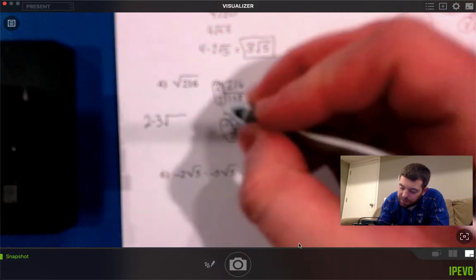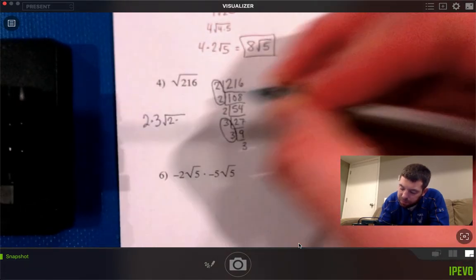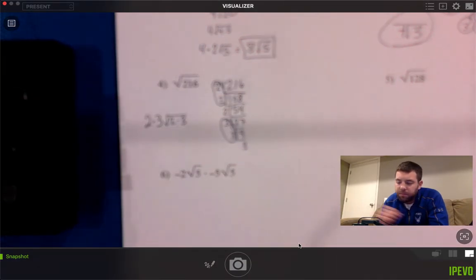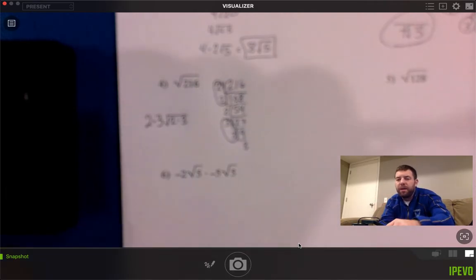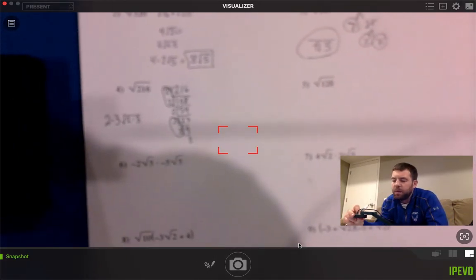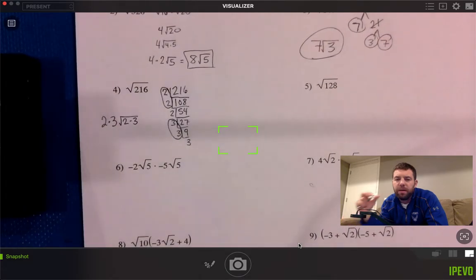And I'm going to have a leftover 2 and a leftover 3. So the pairs come out, leftovers stay in. I'm sorry that that's fuzzy. I apologize in advance. Okay, maybe let's back it up just a little bit, see if that helps. Okay, there we go.